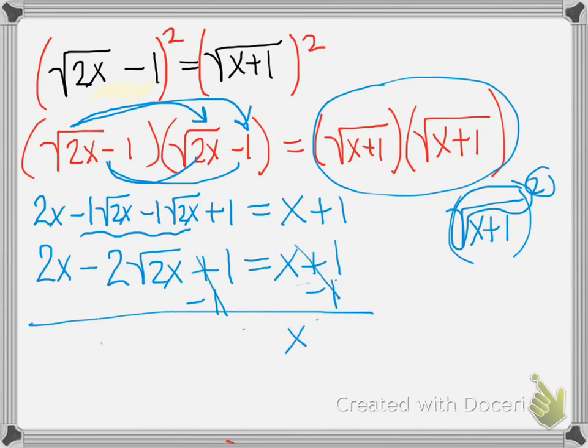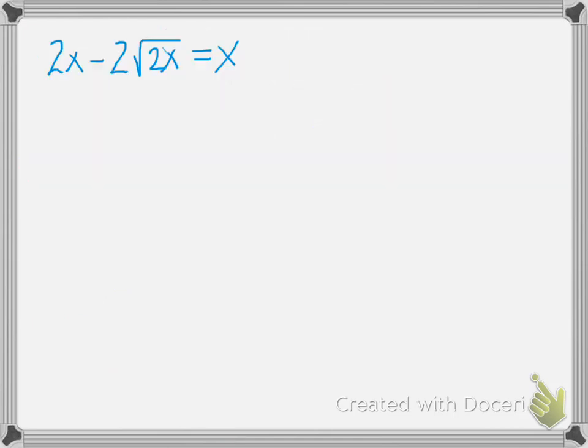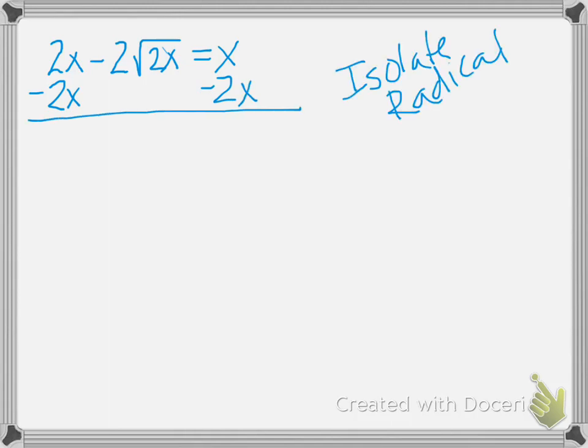So now I get x equals 2x minus 2 square root 2x. I just wrote this on the next page, so I have some room. I'm going to do a couple things. I'm going to move this to the other side so all my x's are together. I'm trying to isolate my radical. The reason why I'm trying to isolate my radical is so that I can square everything and get rid of it. So this disappears. I get negative 2 square root of 2x equals negative x.